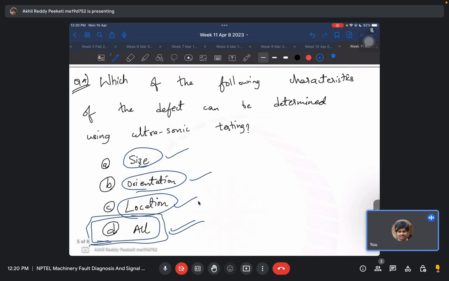But you need to do careful analysis, and you should first know what, let's say, a 5 mm crack size would look like in the signal, or a 6 mm crack size. So you should be able to distinguish between those two. Once you know that, you can actually get the size, orientation, and location from the ultrasonic testing.